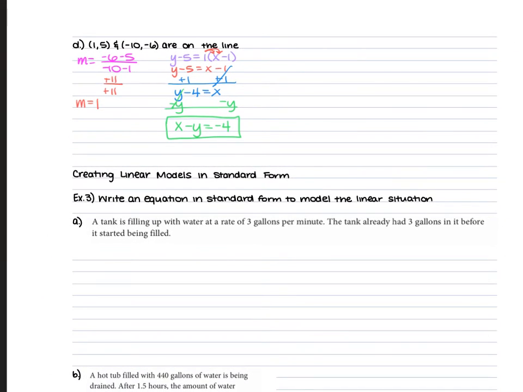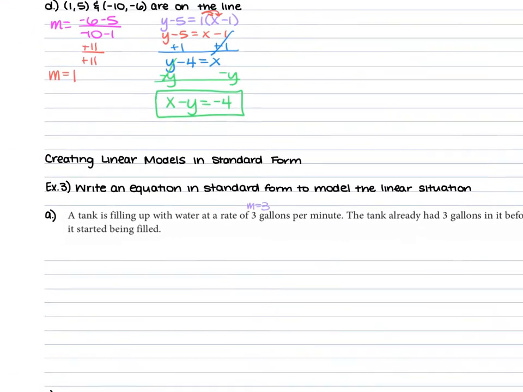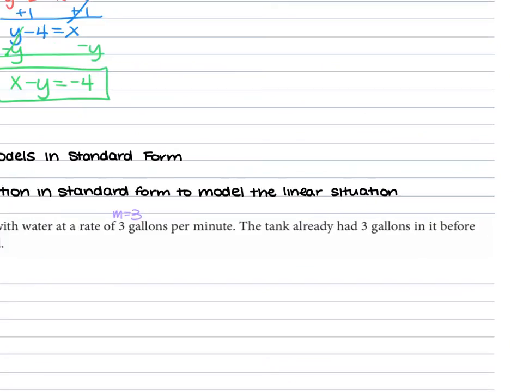For our next example, it tells us that a tank is filling up with water at a rate of 3 gallons per minute. That's our slope. The tank already had 3 gallons in it before it started being filled. So we're writing an equation in slope or standard form. That 3 gallons in it before it was filled. Was there any minutes that passed before we got to that 3 gallons? No. So that's 0, 3 as an ordered pair.